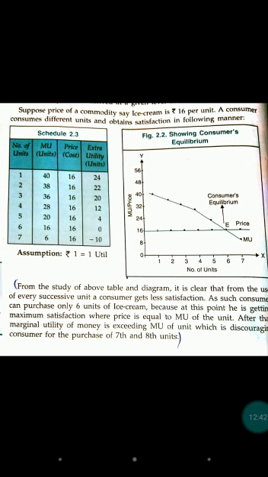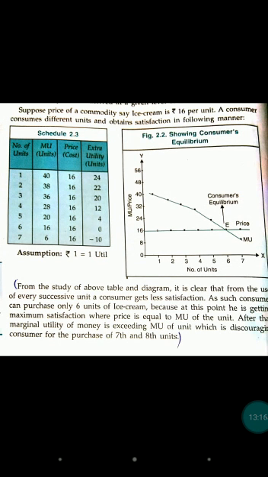So we have one graph here. On the x-axis is the number of units, and on the y-axis we have taken MU and price. Price is 16, so we get a straight line P parallel to the x-axis, and MU is continuously falling: 40, 38, 36, 28, 20, 16, 6. So our MU is downward sloping. At point E, price intersects MU, so we get consumer equilibrium. At point E, the consumer is at equilibrium.